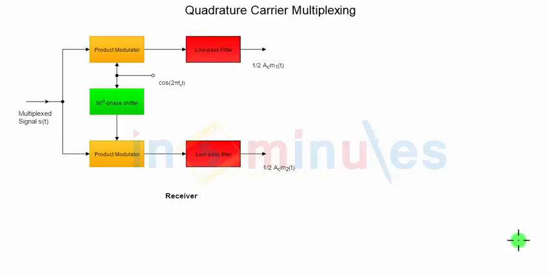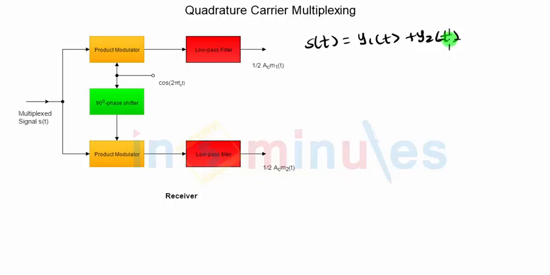Let us now discuss the receiver of quadrature carrier multiplexing. Let me quickly remind you that on the transmitter side, we had transmitted the multiplex signal, which we had called S of t, which was the sum of y1 and y2, the two outputs of the two product modulators. We had used the same carrier frequency, but in both the cases the carrier forms were different. We were using cosine form in the first modulator and sine form in the second modulator. That means both the carrier signals were 90-degree phase apart from each other.